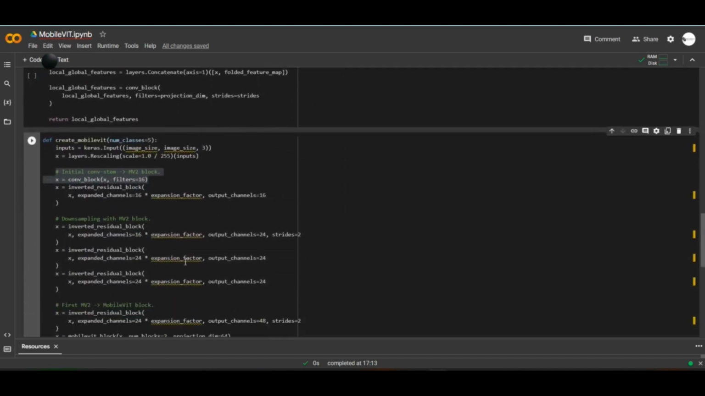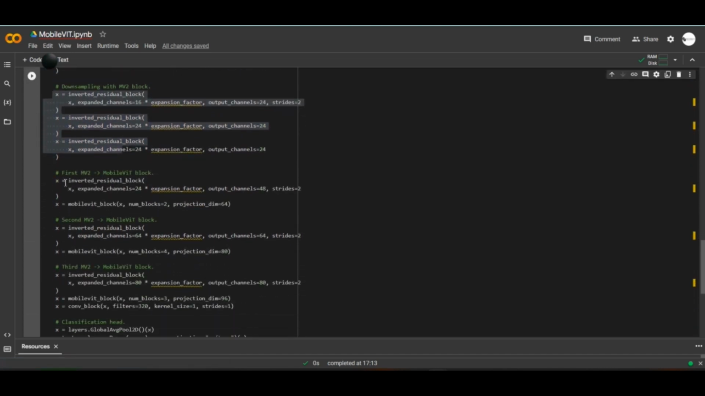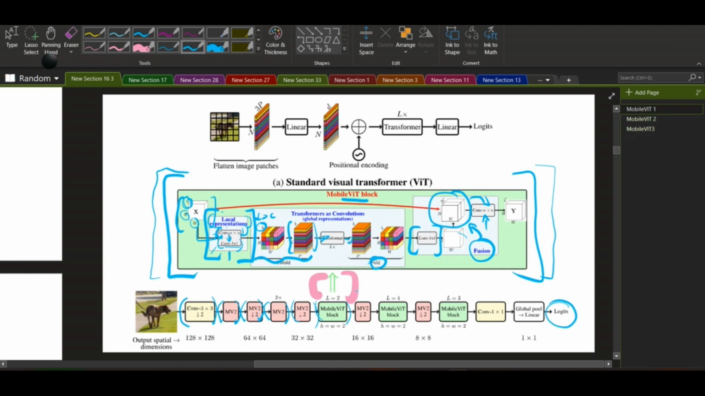So as you can see here, we start with this convolutional block. Then we have these inverted residual blocks. Then we have another inverted residual block for downsampling. Then we have our first MobileViT block. Firstly, we apply the inverted residual block. Then we have this MobileViT block. Then we have the second MobileViT block, which is here. So as you can see, essentially, we're building these components. So we just keep on bringing everything that we had.